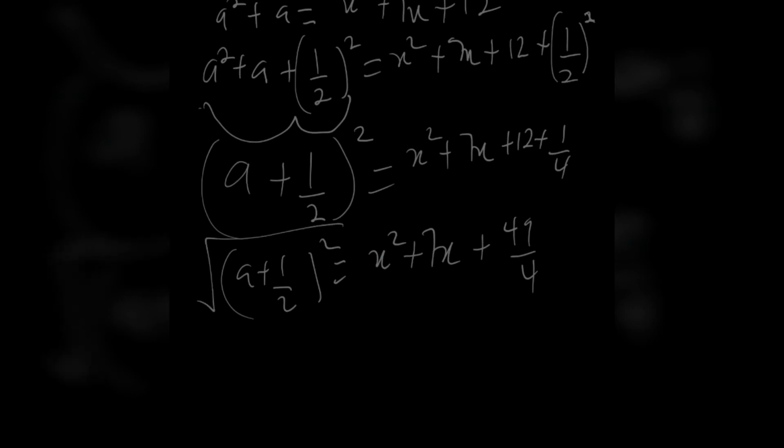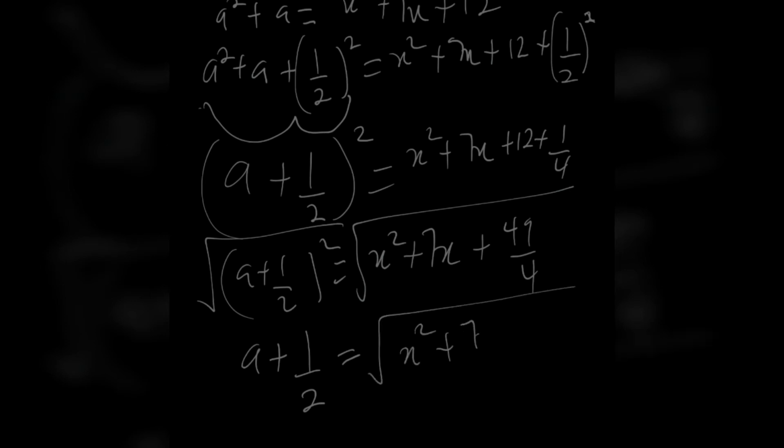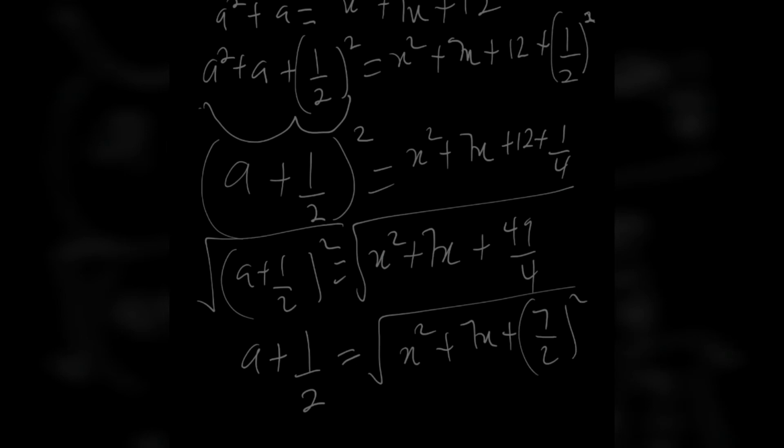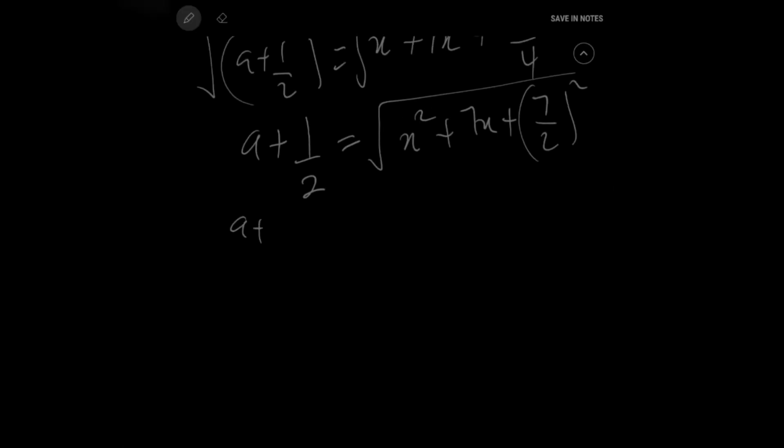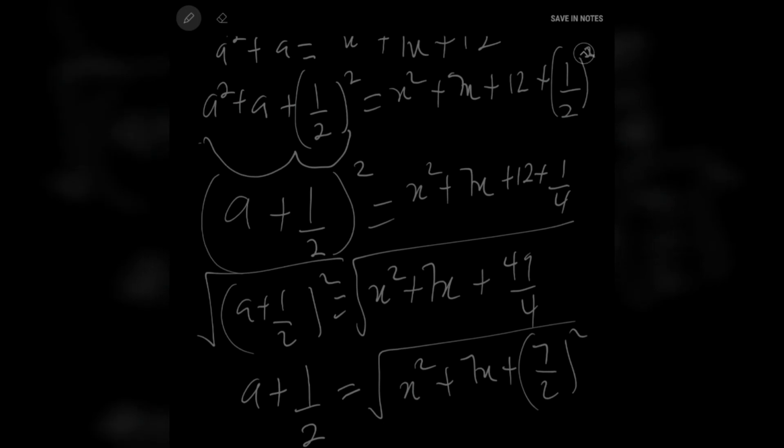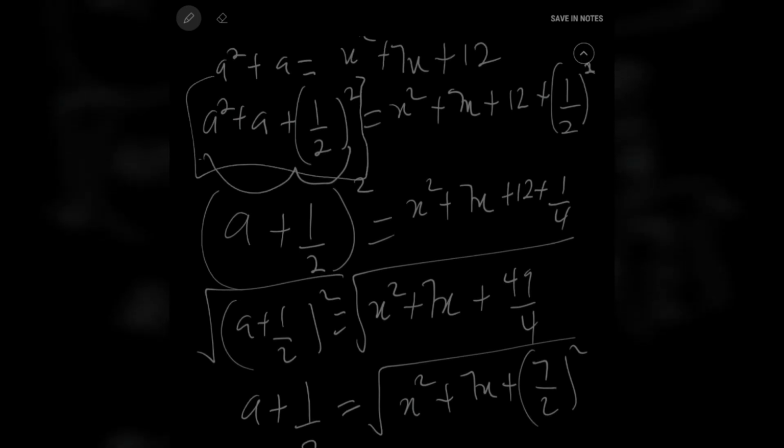Okay, now we can square root both sides. In this case, you are not actually looking for any plus or minus roots, so we just take the positive roots, and that's all. Square root of x squared plus 7x plus 49 over 4. Now we can see that 49 over 4 is the same thing as 7 over 2 all squared. So we can represent the 49 over 4 as 7 over 2 all squared. Okay, so a plus half will be equal to, comparing this, you can see it's in the same form as this one right here.